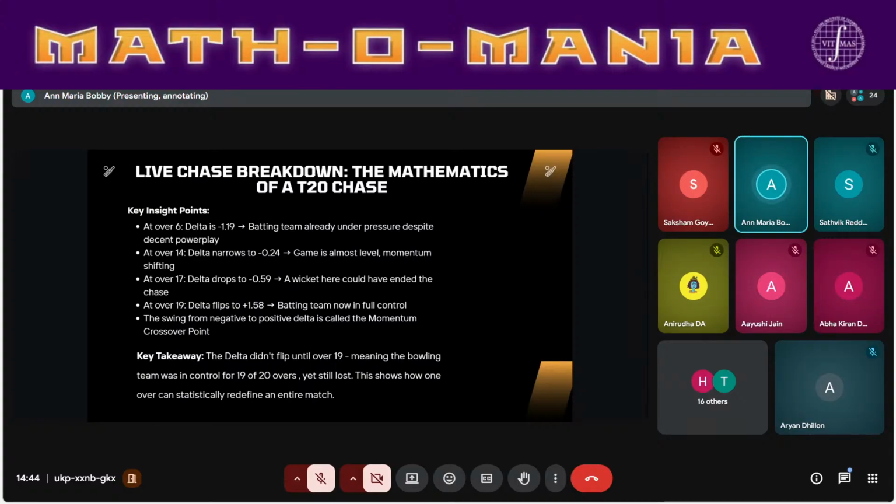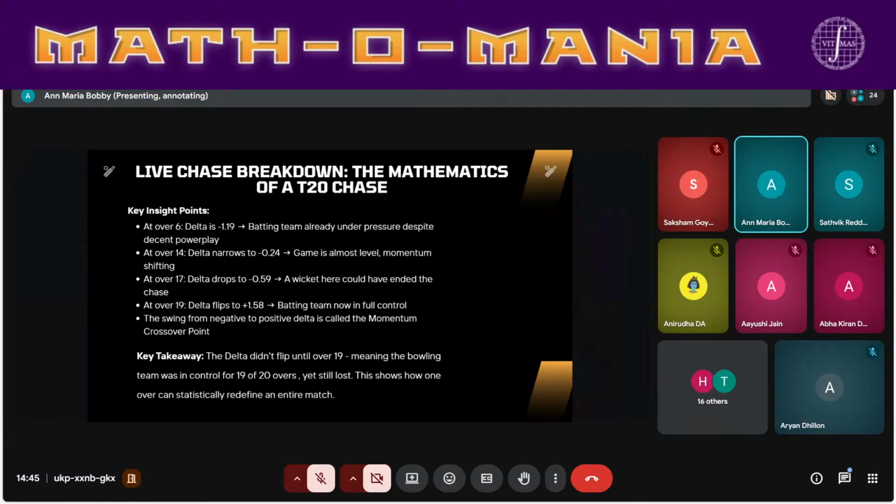So the swing from negative to positive delta is called a momentum crossover point. The key takeaway here is that the delta didn't flip until over 19. It means the bowling team was in control till the 19th over. The bowling team was in control for 19 overs, yet still they lost the match, right? This shows how one over can statistically redefine an entire match.